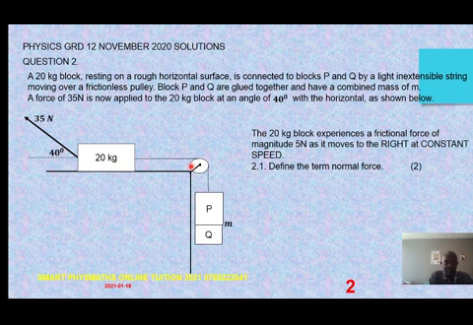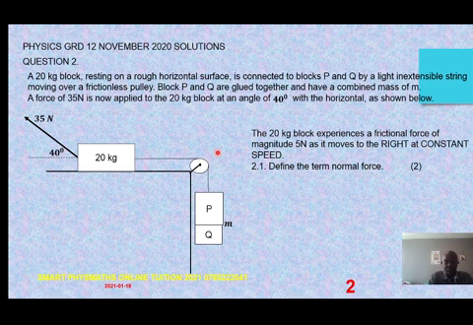This is the block here, and you see this applied force. Then we have these combined masses of P and Q to give us mass M. So they say the 20 kilogram block experiences a frictional force of magnitude 5 newtons as it moves to the right at a constant speed. 2.1, they say define the term normal force. Define the term normal force.